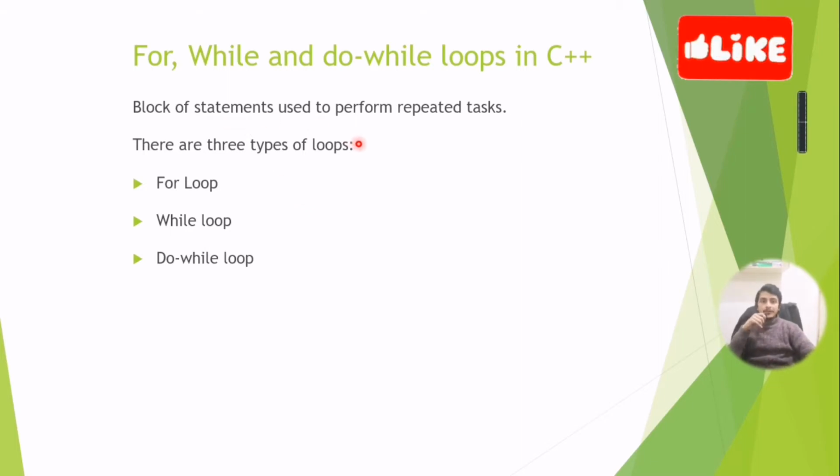So today's topic is loops. A loop is a block of statements used to perform a task a repeated number of times. If we want to perform some specific task in a repeated manner, we use loops in C++. There are three types of loops: for loop, while loop, and do while loop.